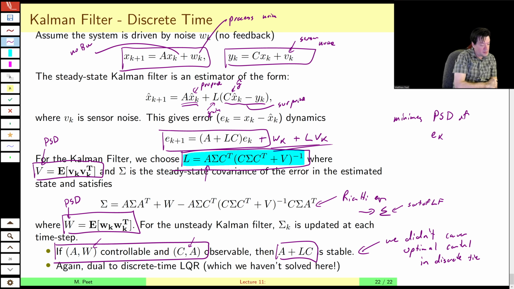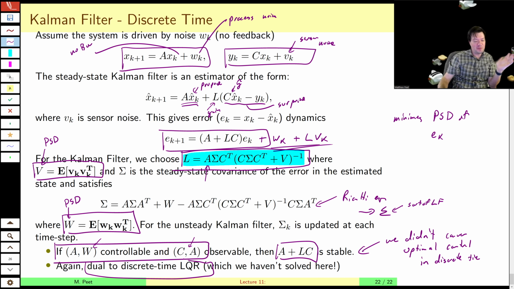So again, there is a dual formulation to discrete time LQR, but I feel kind of guilty even giving this. I just wanted to talk about it because everyone knows what it is. But I feel guilty because we haven't actually covered discrete time LQR in any sense, much less optimal estimation. But I give it as a little bonus.